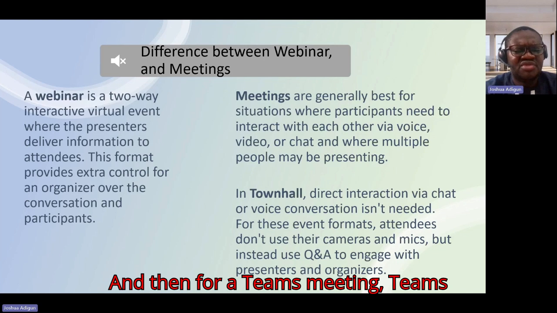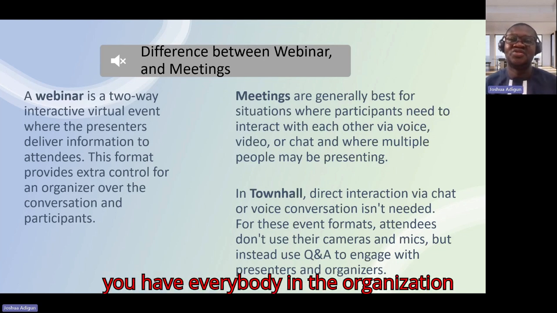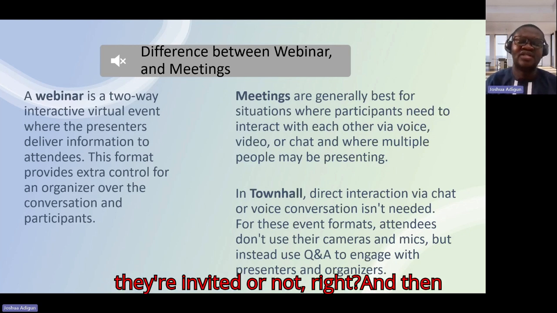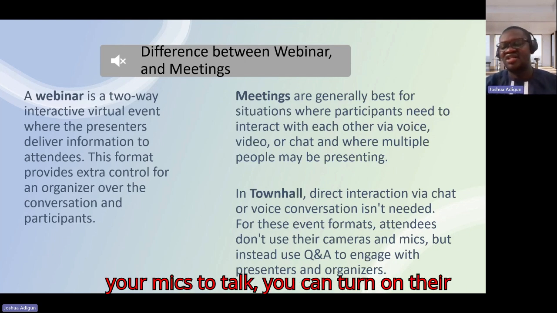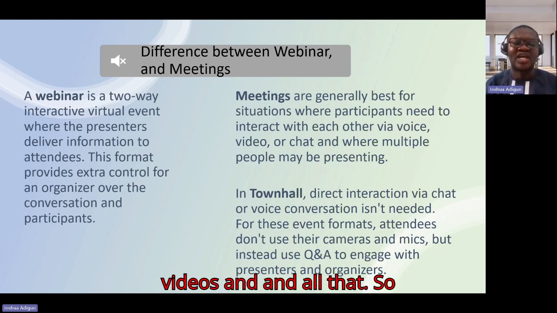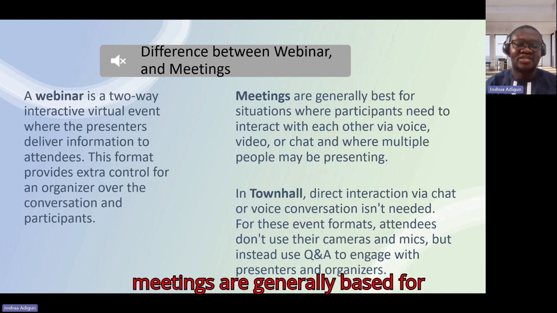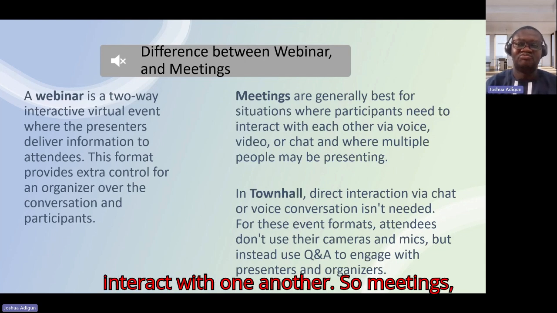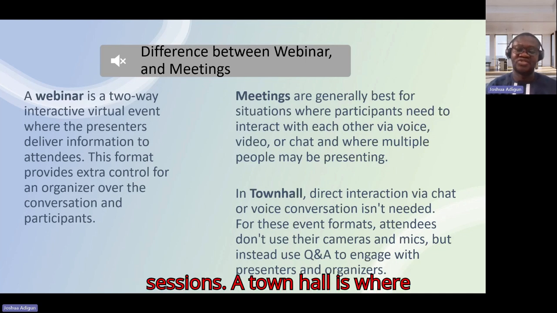A Teams meeting is just a normal meeting where everybody in the organization joins, depending on whether they're invited or not. They can unmute their mics to talk, and they can turn on their videos and all that. Meetings are generally best for situations where participants need to interact with one another. So normal meetings are for collaborative sessions.